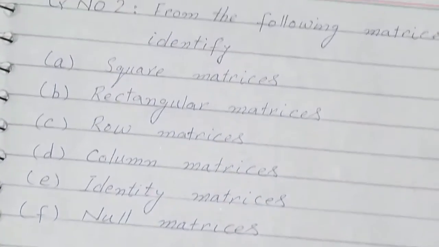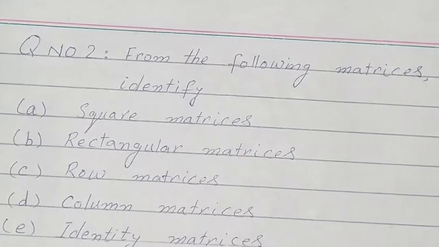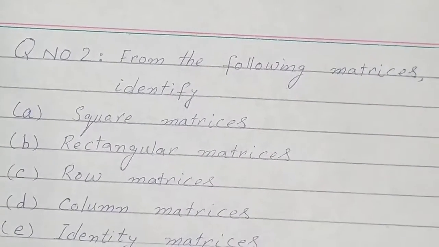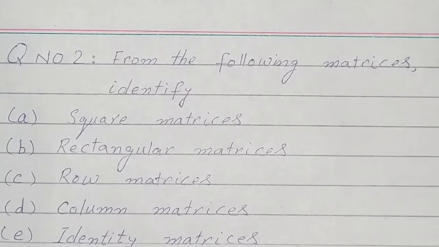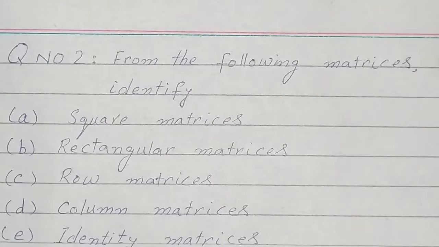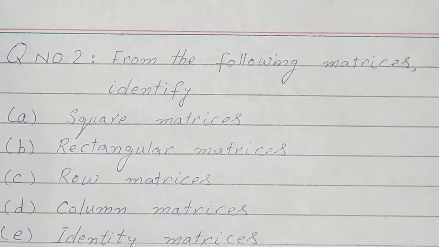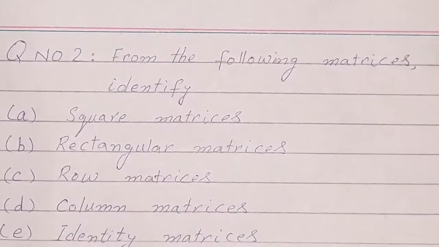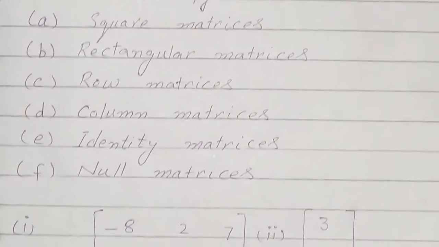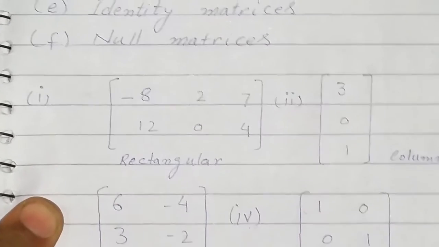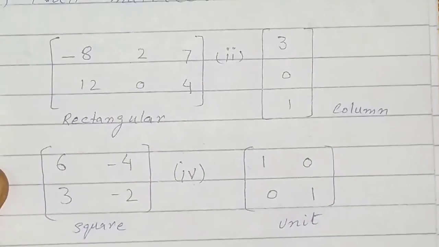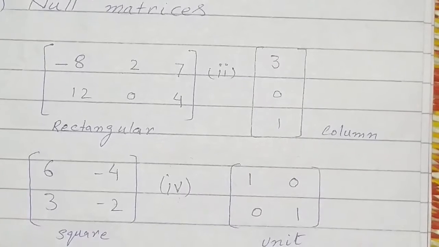Here question number 2 says, from the following matrices, identify square matrices, rectangular matrices, row matrices, column matrices, identity matrices, and null matrices. Here, for brevity, I have written whatever the matrix was under it.